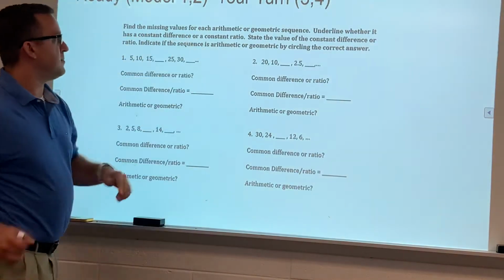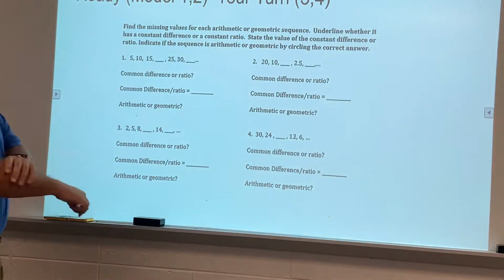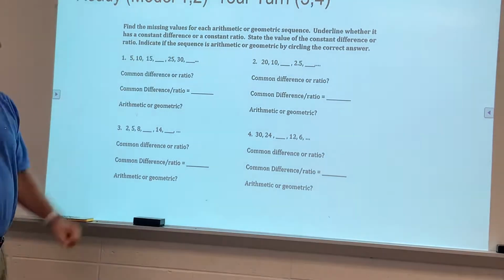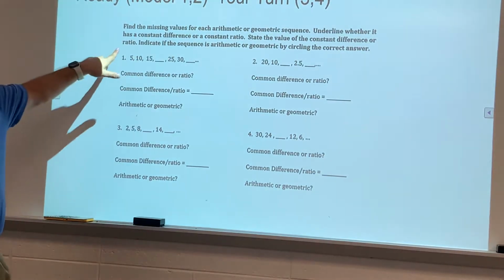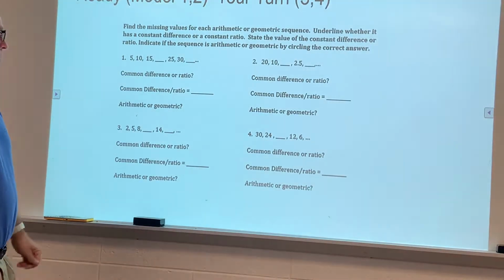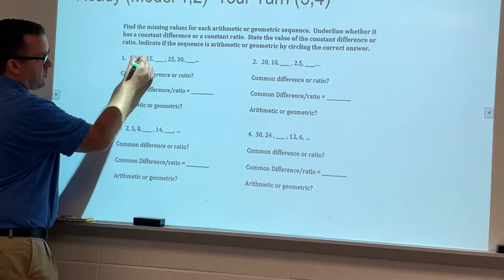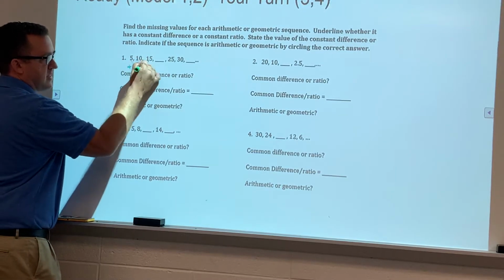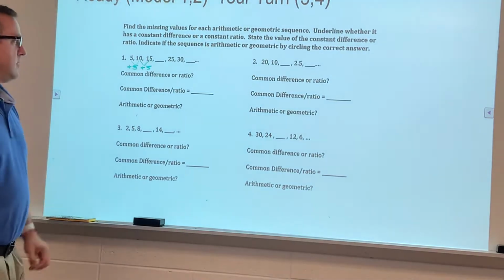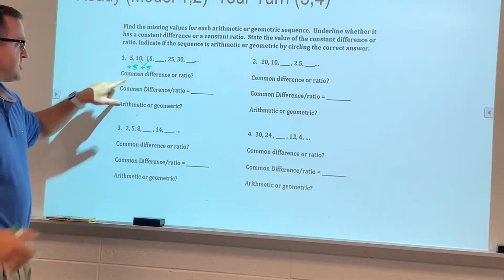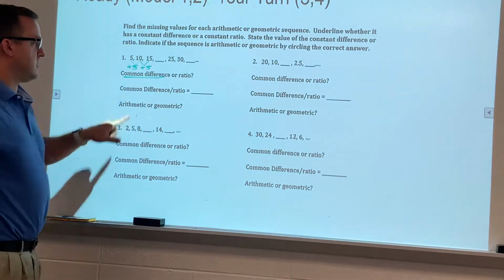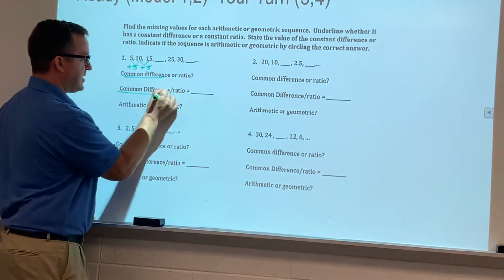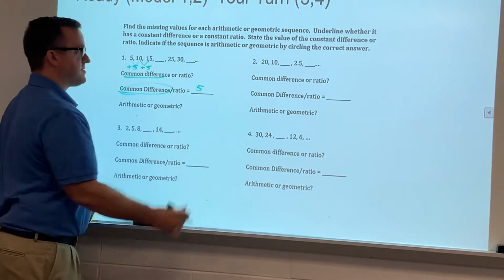Okay, so now find the missing values for each arithmetic or geometric sequence. Underline whether it has a constant difference or constant ratio, and then state the value. So looking here, we go from 5 to 10 and then 10 to 15. I'm increasing by 5. So that is not a common ratio, that's a common difference. So since we're increasing by 5 in the sequence, my common difference is 5.